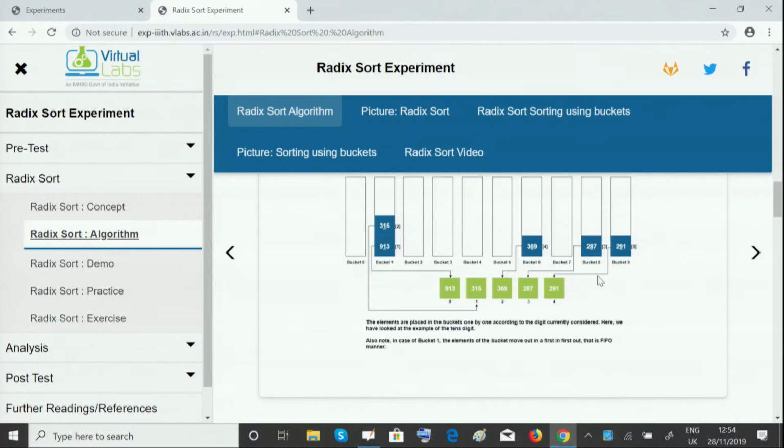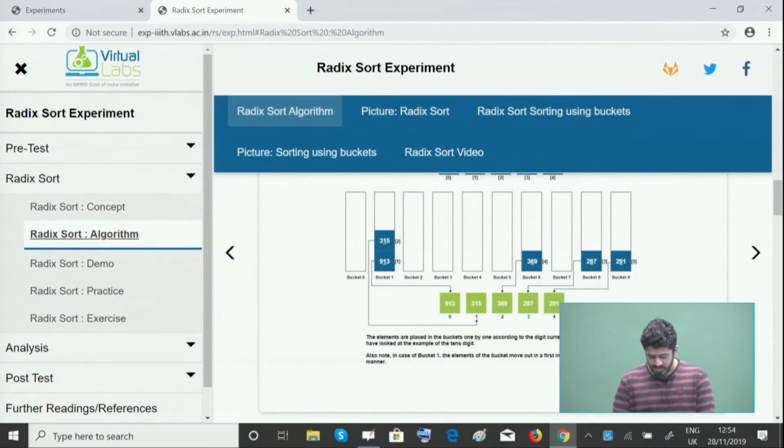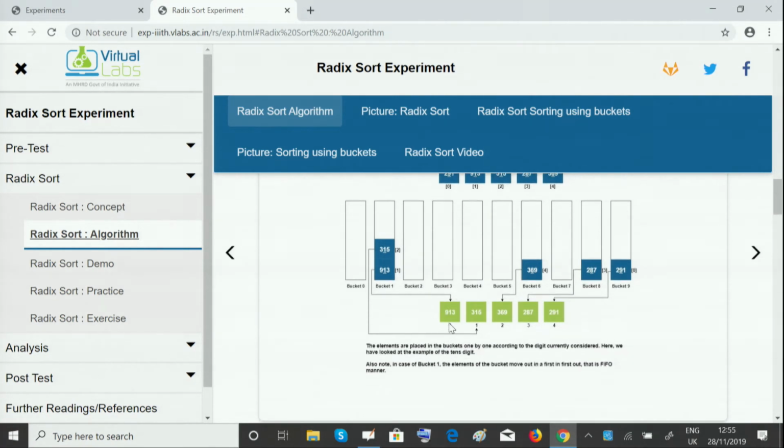We would be considering the buckets from left to right, and within the same bucket we would be taking the numbers out in a FIFO manner, that is first in first out. So as you can see here, 913 goes into the bucket number 1 before 315, hence 913 comes out first before 315 in the final result.